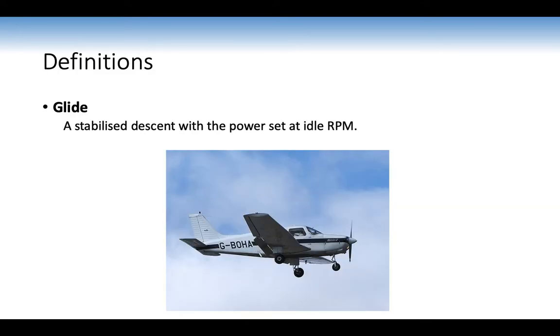So definitions. Glide: a stabilized descent with the power set at idle RPM. So in a glide, we've got no thrust available. So how are we moving down? Well, we'll discuss this in our forces.